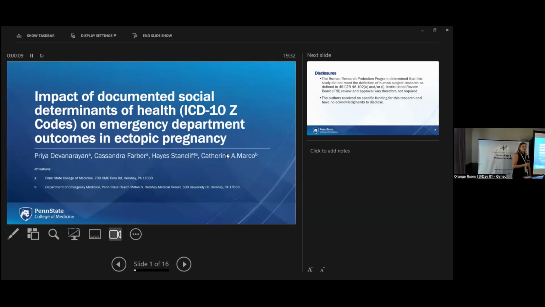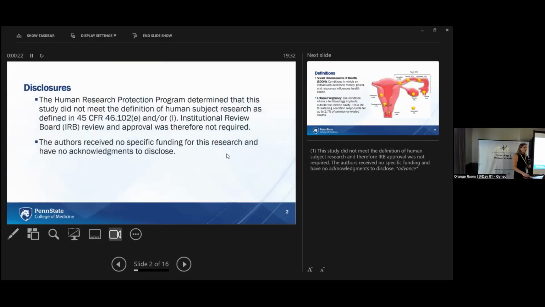If you enjoyed the first presentation, this one is largely similar, except this time rather than looking at salpingitis and nephritis as an infection with PID, we were looking at ectopic pregnancy. Once again, this study did not meet the definition of human subject research, and therefore we did not require IRB approval, and we have no acknowledgements to disclose.